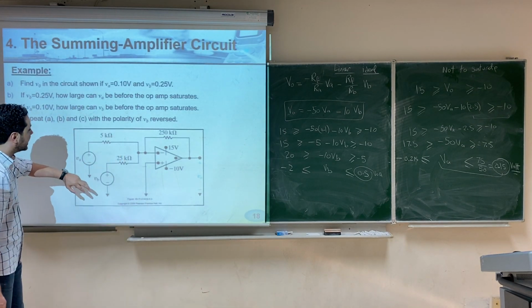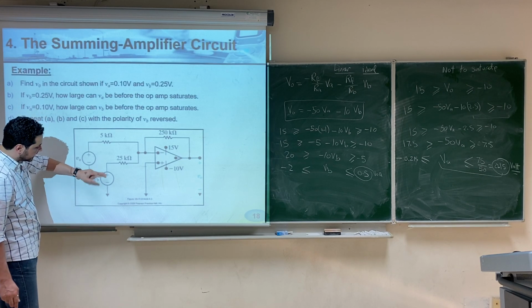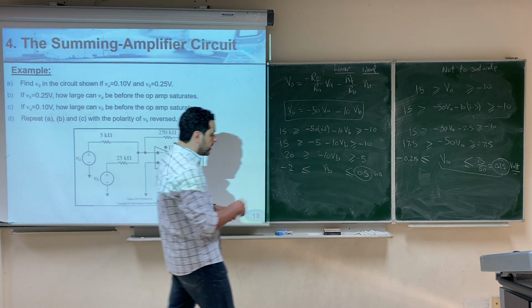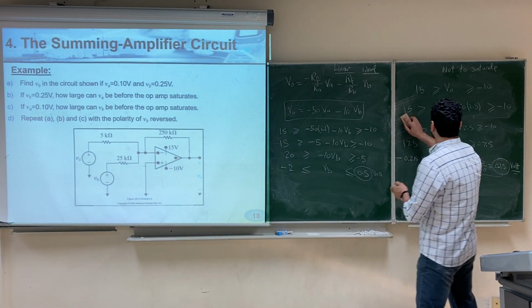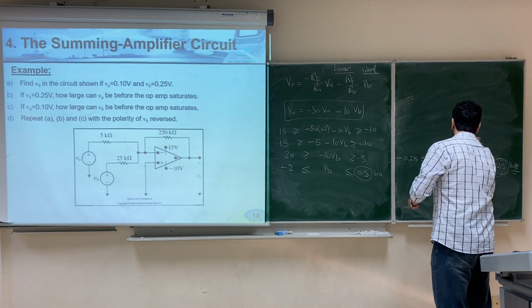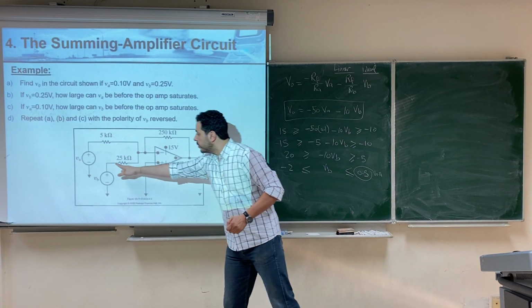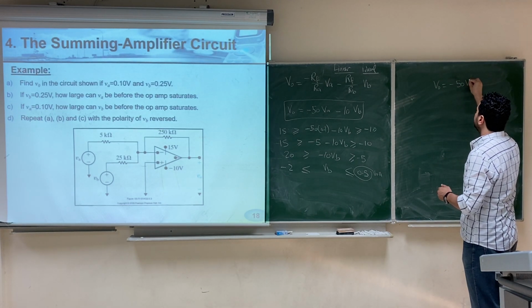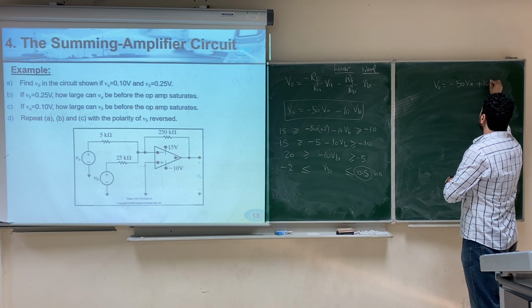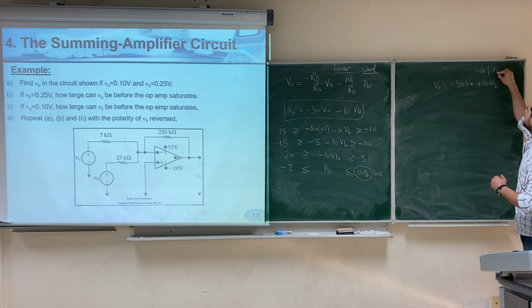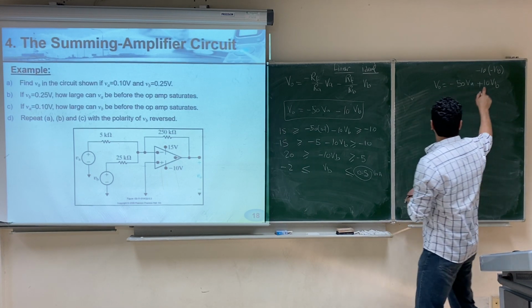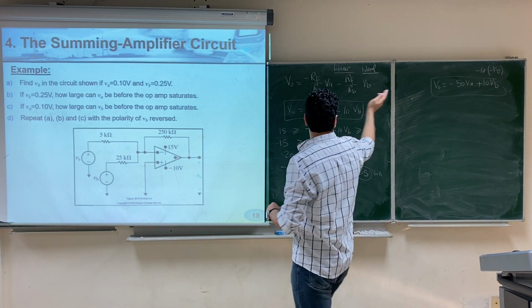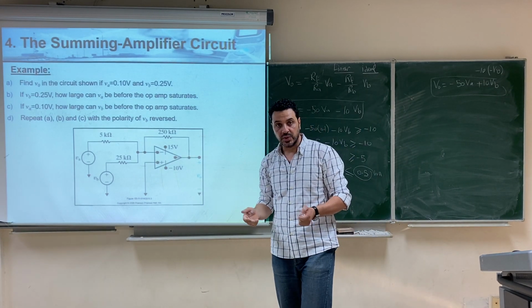Then the last part says, what happens if we reverse the polarity of VB, which means that we connect the negative up and the positive down. In this case, the voltage here will not be VB, it will be negative VB. So this equation will give you a hint, and I will leave you to solve it at home as homework. If we reverse the polarity, then the voltage here will be negative VB, and the equation will not be V out equals negative 50 VA minus 10 VB, it will be plus 10 VB, because it's negative 10 multiplied by negative VB, which is plus 10 VB. And then you repeat all the steps that we did before using this equation instead of the previous equation.